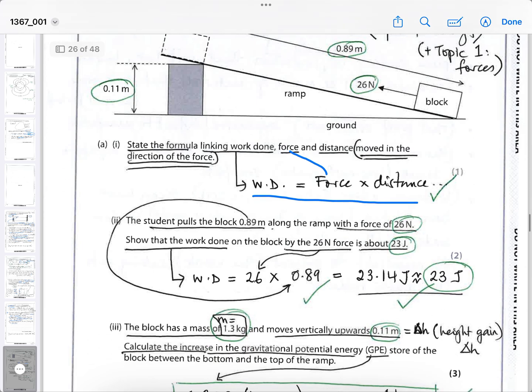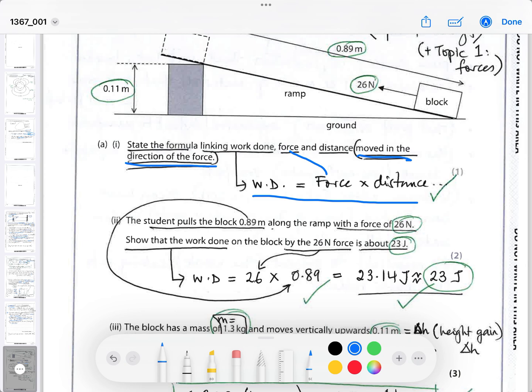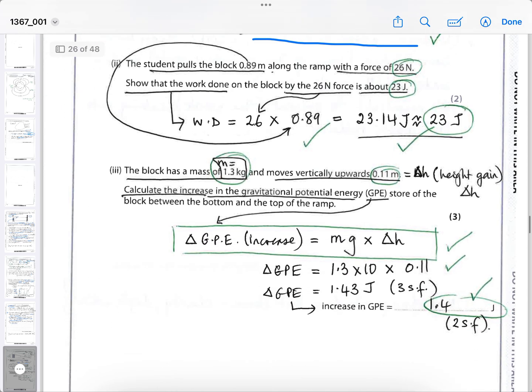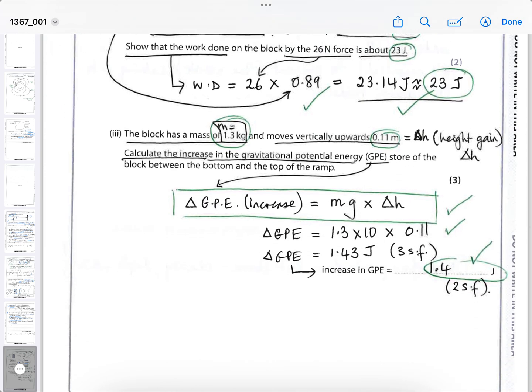Once you've got that, the student pulls the block 0.89 meters in the direction of the force, yes. So the work done, the force and the distance must be in the same direction. Yes? So remember, it must be moved in the direction of the force and up the slope. They've measured the distance up the slope, which is the direction that you're pushing the block up or pulling it up. So you multiply the 26 by the 0.89, you get the work done in pushing it, which is roughly 23 joules to two significant figures. Okay. They've then given you some more data. The block has a mass of 1.3 kilograms, so m is 1.3, and it moves vertically upwards 0.11.